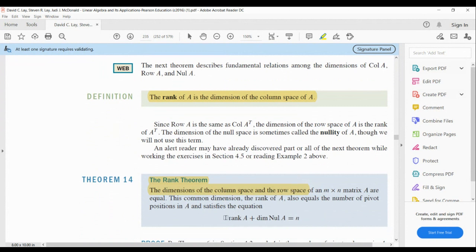Okay, and it turns out that the rank of A, which is the dimension of the column space of A, plus the dimension of the null space of A, equals n, where n is the number of columns in the matrix A. That's known as the rank theorem. We're going to do a couple of examples, and it's a theorem that is actually very, very cool.